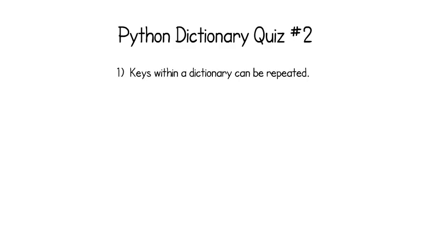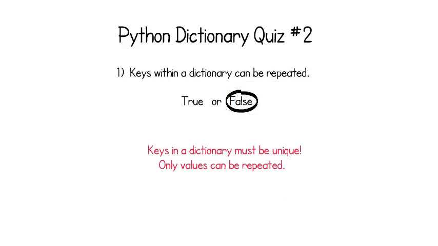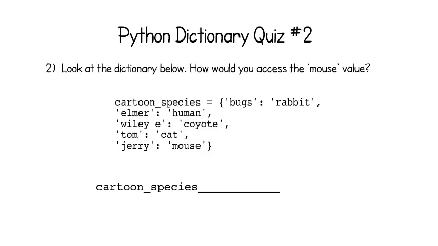True or false? Keys within a dictionary can be repeated. The answer is false. Each key in a dictionary must be unique. Only the values can be repeated. Okay, next question. Looking at the cartoon species dictionary below, how would you access the mouse value? You need the dictionary name, square brackets around the key Jerry in order to access the value mouse.